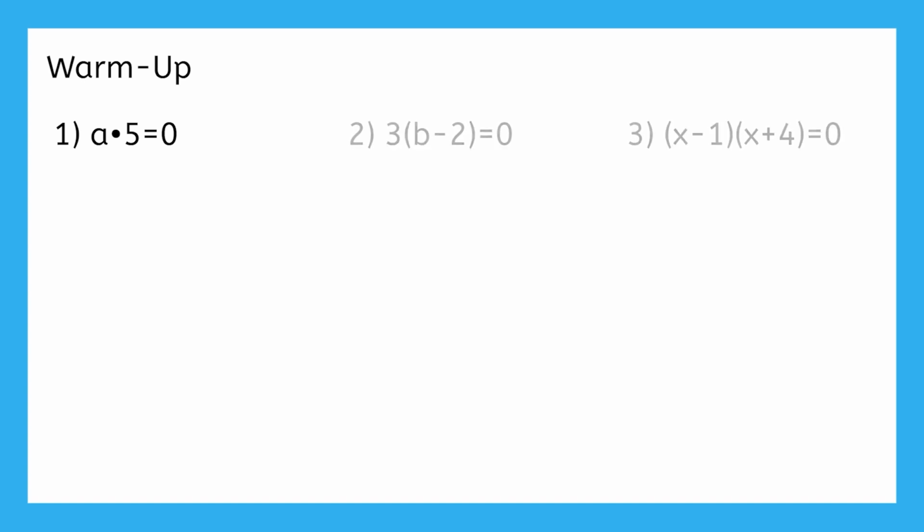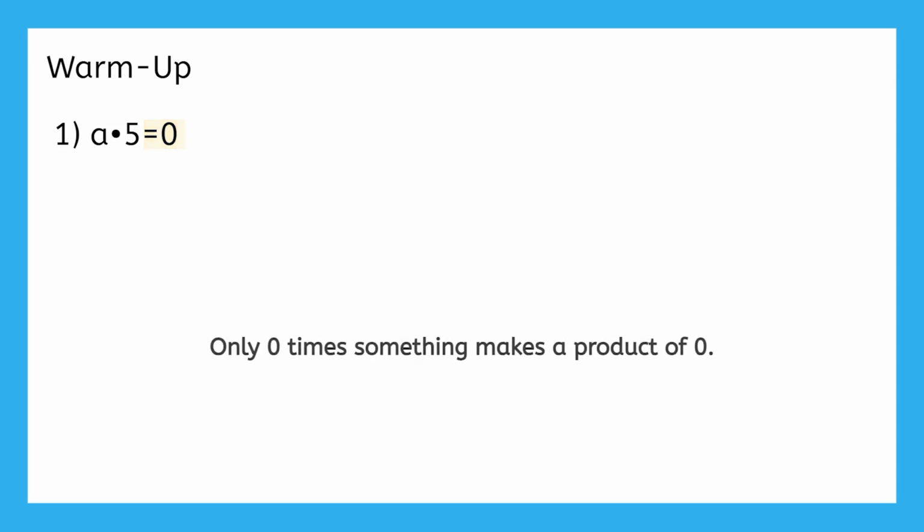The first equation says that a times 5 equals 0. What kinds of factors make a product of 0? Only 0 times something will make a product of 0. That means that a has to be 0, so that 5 times it equals 0.